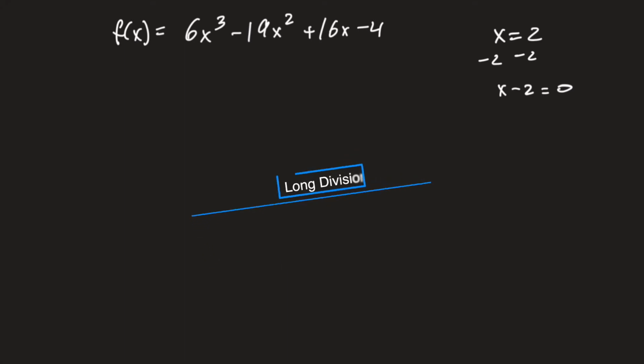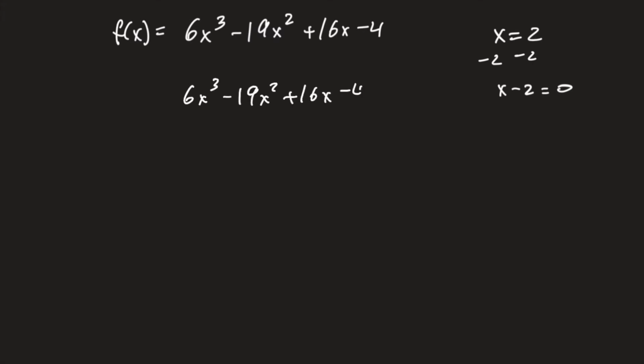So the first way is going to be long division. I'm going to take 6x cubed minus 19x squared plus 16x minus 4, my polynomial. I'm going to divide it by x minus 2. Long division is not something that's new to you. You've seen it in elementary grades. This is just an amped up version of it. So the first thing you want to do is divide 6x cubed divided by x. What do I get? 6x squared. And that 6x squared will go here.